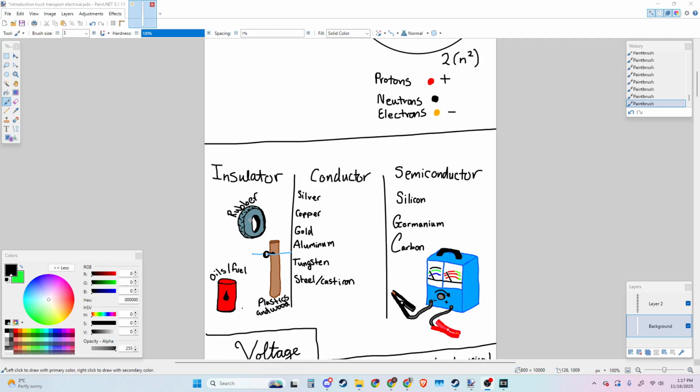Then we have plastics. Great example, fence posts. Electric fences use wood. Wood is a good insulator, and they use plastic clips to hold that electrical wire.